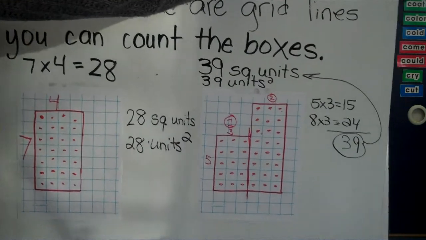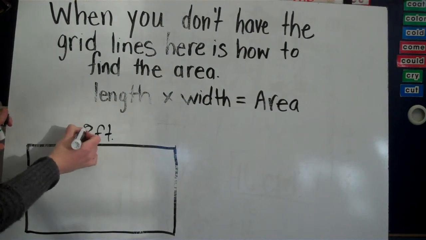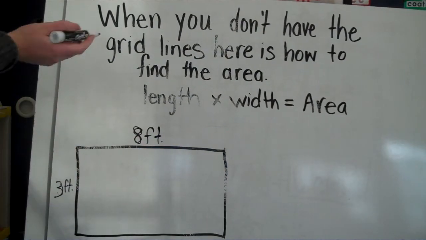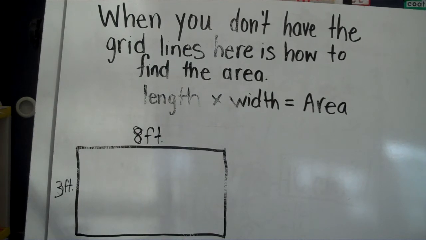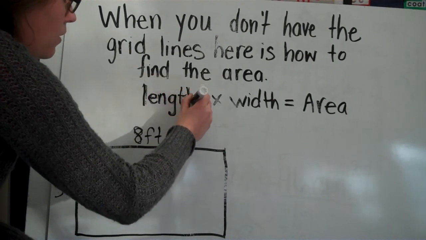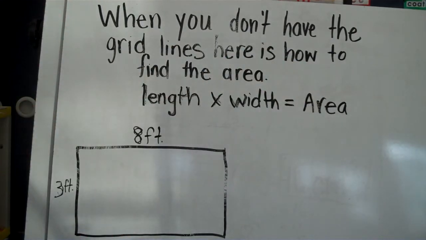All right, well, not always is there going to be grid lines. Sometimes there's just going to be measurements. And so here, when you don't have the grid lines, this is how we have to find the area. And it is when we do length times the width of the area. You could say it the other way around. You could do width times length equals area, because remember, we can switch in multiplication.